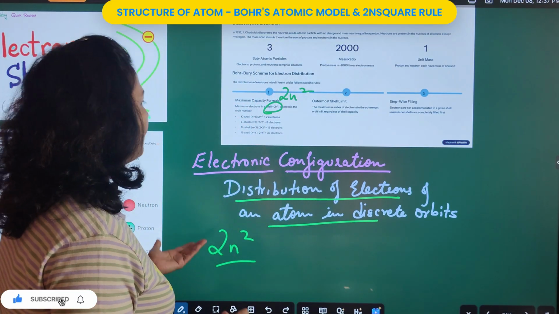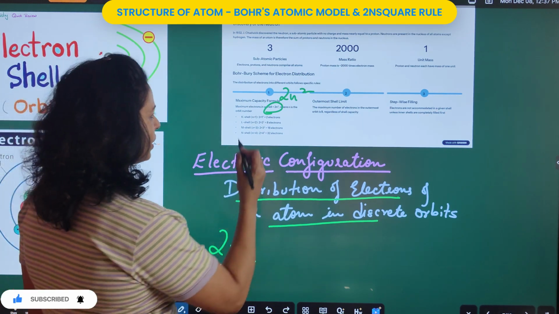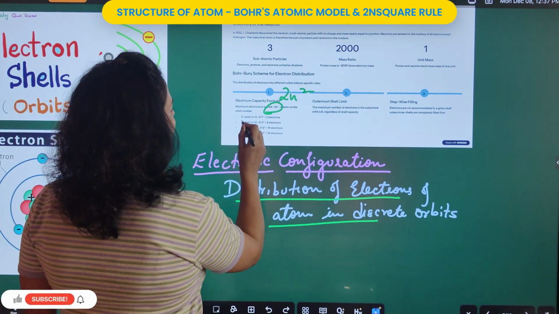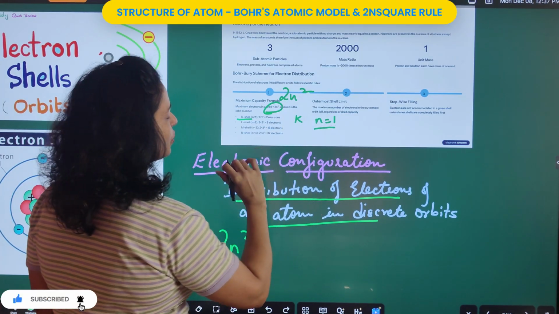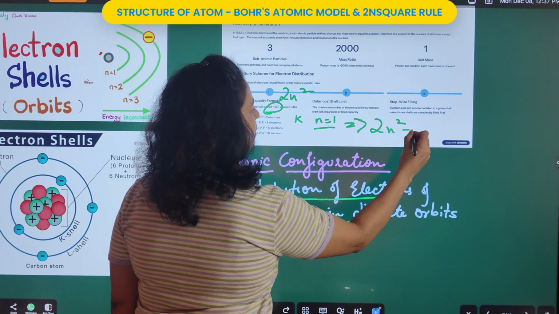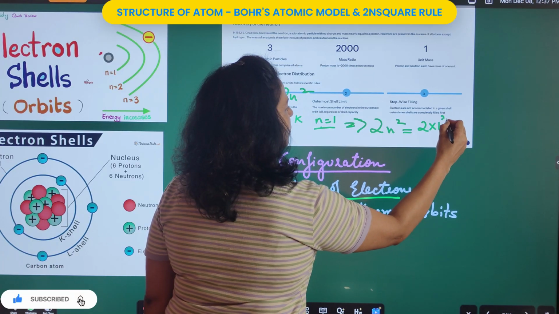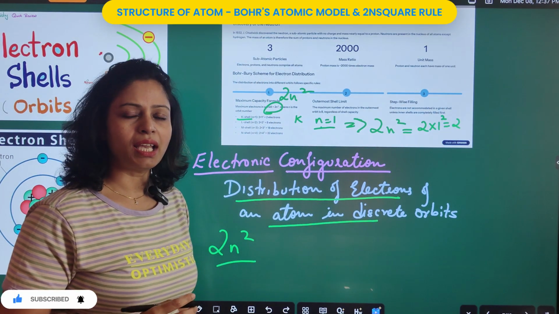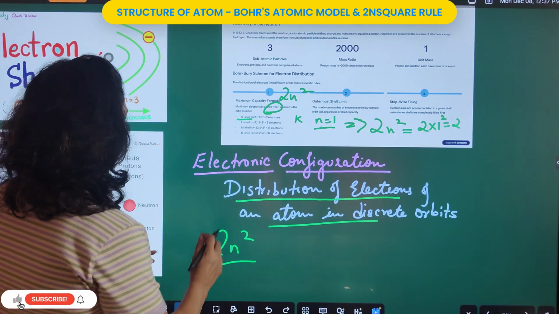So we will study now the 2n² rule. How do we write the electronic configuration? For the K shell, n is equal to 1, the first shell. So 2n² with n equal to 1 is 2 into 1 squared, which is 2. That means the K shell has the maximum capacity of holding only 2 electrons.